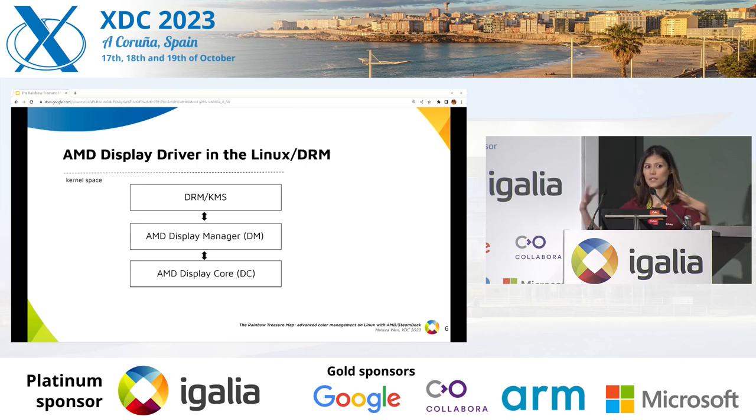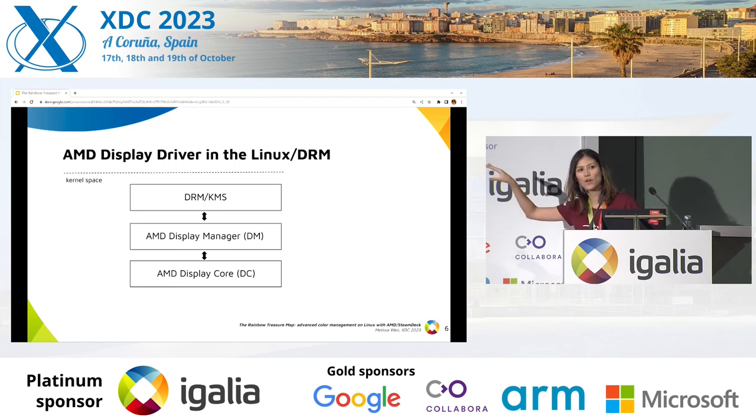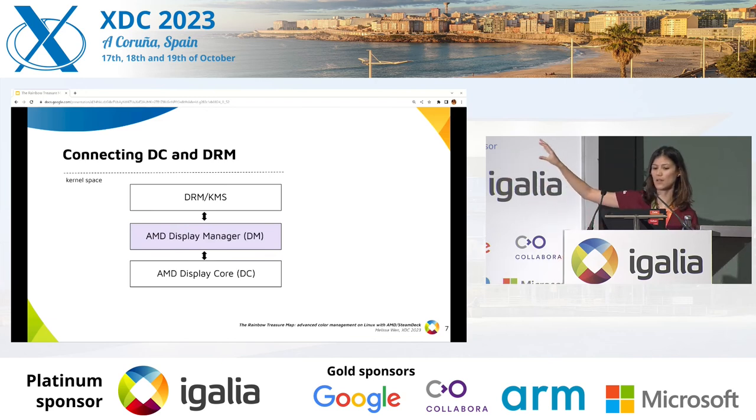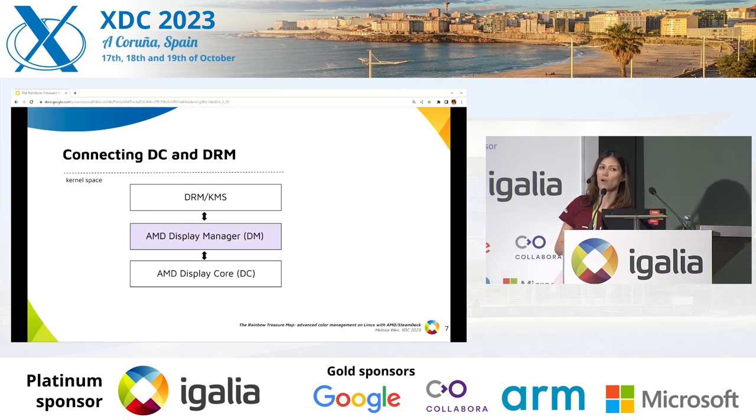So we extended the color interface exposed to the user space by leveraging existing DRM resources and connecting them with the driver-specific functions for managed color properties. To connect DC color capabilities and the DRM API, we needed to do a significant transformation of the color management functions and helpers in the AMD Display Manager.